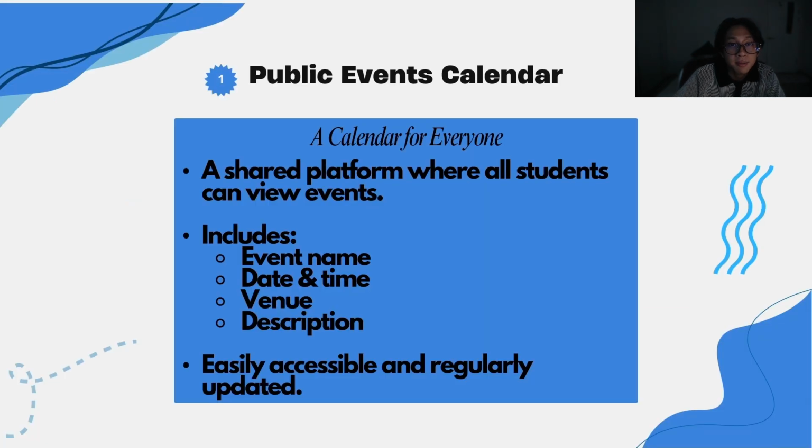First of all, what is the public event calendar? It is a shared platform where all students or even admins can view the events that are put up by their fellow students or admins. It includes event names, date and times, venue, and description, and also many other important functions. The four main functions included in the slides are the big functions that make our application easily accessible for putting and seeing events in the near future. It is also regularly updated by the admins using this calendar.